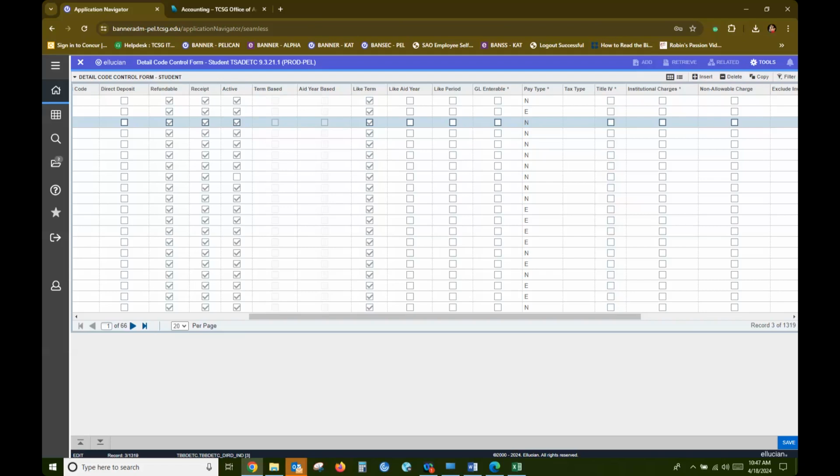Like period, there are very few colleges that use like period, but like period functions very similar to like aid year and like term, but we don't really have like period, so I wouldn't worry about that. Your like term and your like aid year are going to be the main ones that everybody uses. And when you're getting into prior year Pell, it's like TIV authorization and only $200 can go to prior year for Pell application.